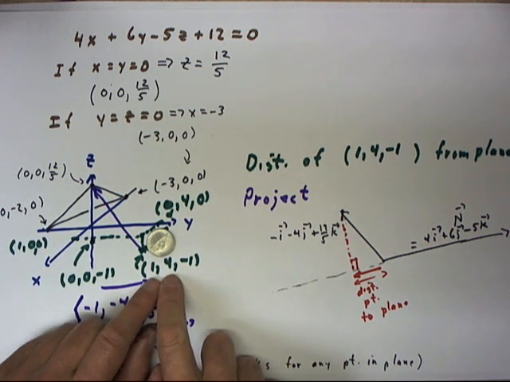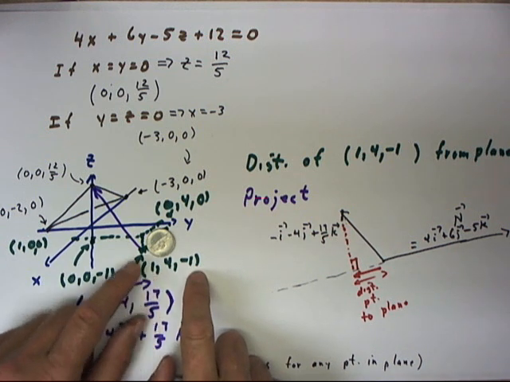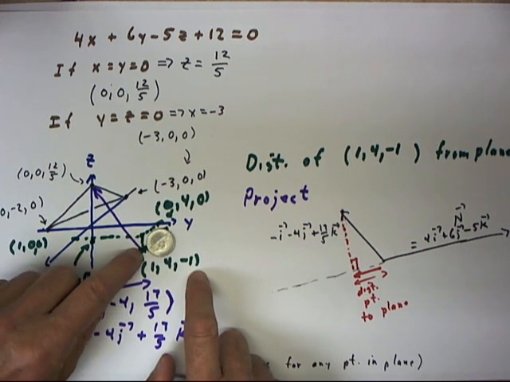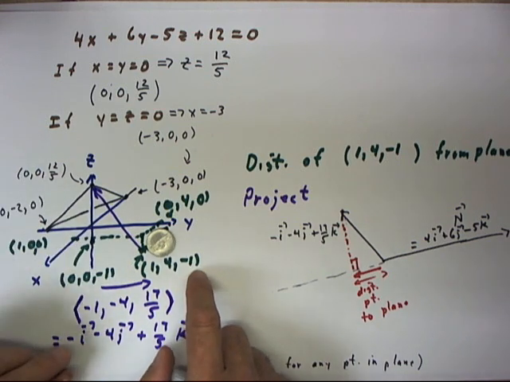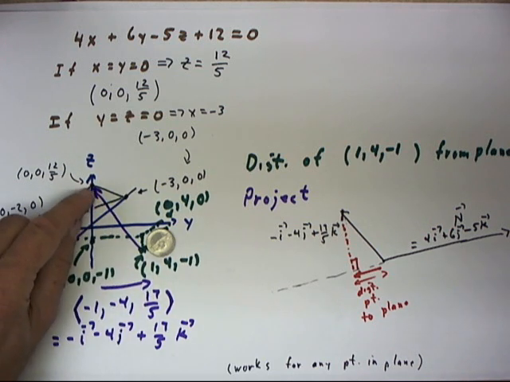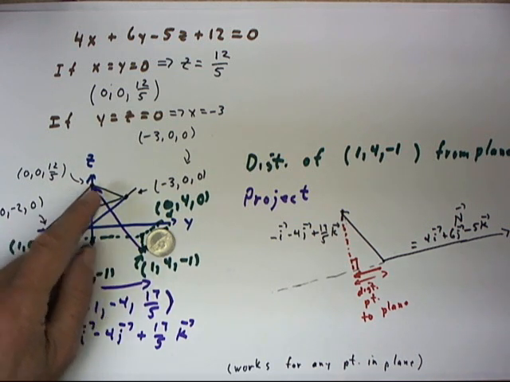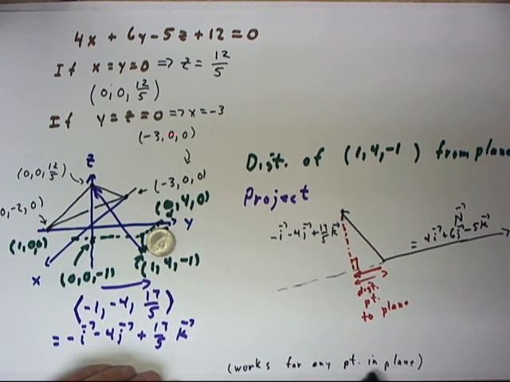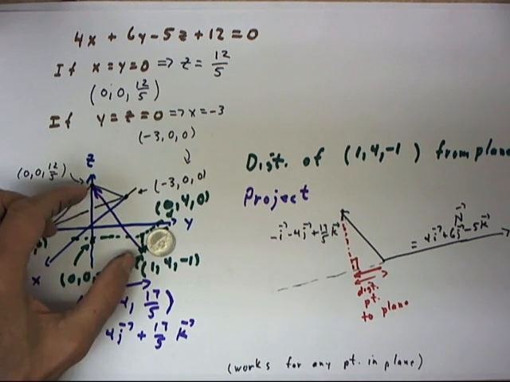And we've chosen a point 1, 4, -1 that's not on the plane. And what we're trying to do is determine how far this point is from the plane. In order to determine that, we've constructed a vector from this point to a selected point on the plane, and we could have used either of the other points. We could use, in fact, any point on the plane. This works no matter what the point is.